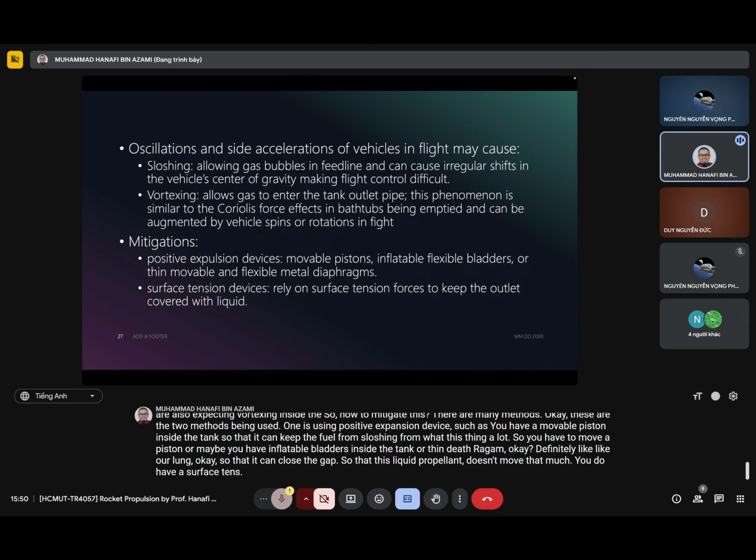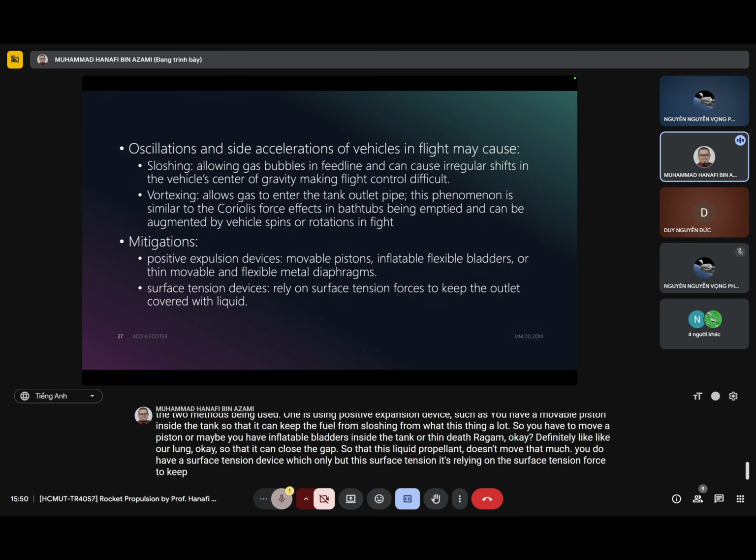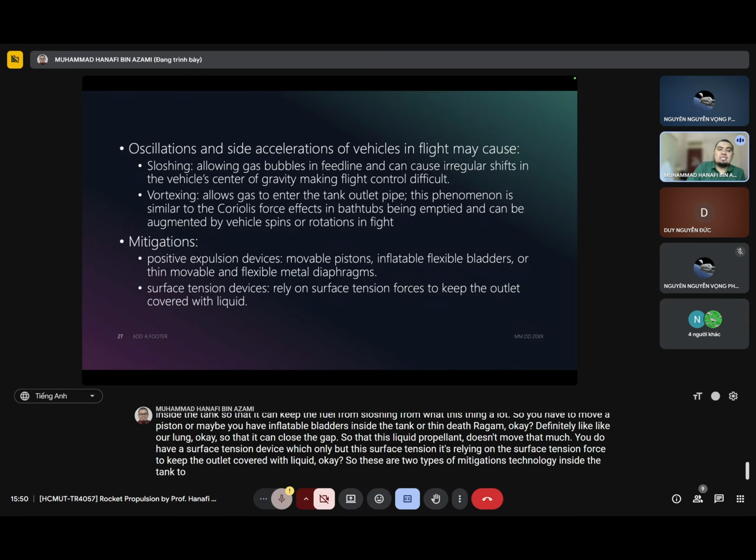You also have a surface tension device, which relies on the surface tension force to keep the outlet covered with liquid. So these are two types of mitigation technology inside the tank to avoid sloshing or vortexing.